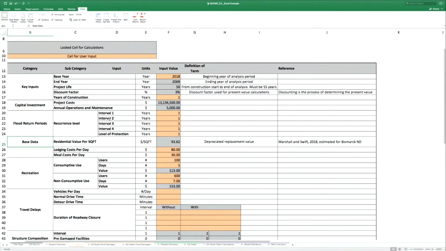Okay, so getting into the inputs worksheet, we're using a base year of 2018. The gray values indicate calculations here, so we're assuming a 50-year period of analysis, which is already plugged into the model, so it goes through 2069. Discount factor, 3%.